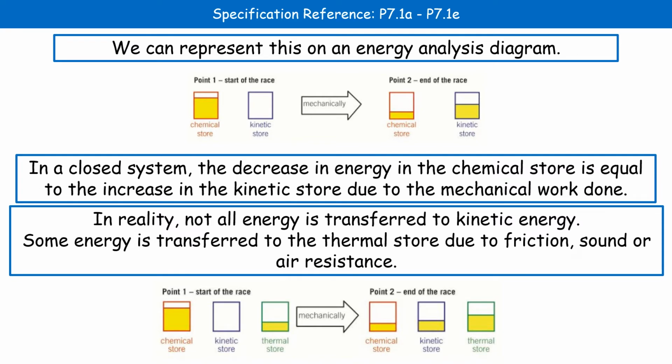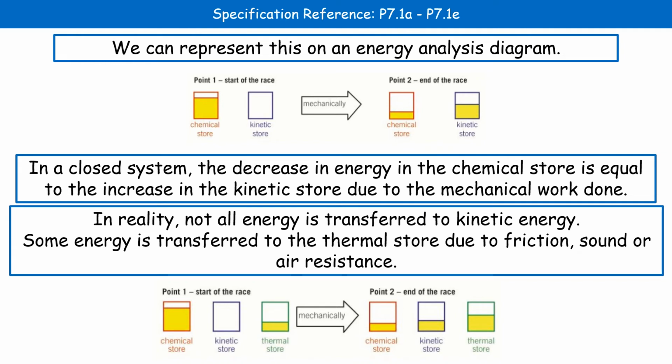So this is an energy analysis diagram, and it sounds fancy, but in reality we've got some boxes with lines drawn in them. This is our energy analysis diagram. So what we've got here is just a little race. We've got the start of the race as our first point, the end of the race as the second point. In terms of the energy stores in the first point, our start of the race, we have got chemical and kinetic. Because at the start of the race nothing is moving, the kinetic store is empty, it's just an empty box. But our chemical store, the fuel for example, is almost at the top.